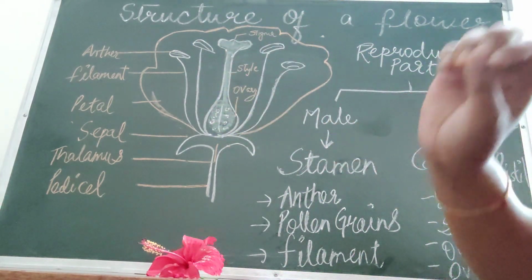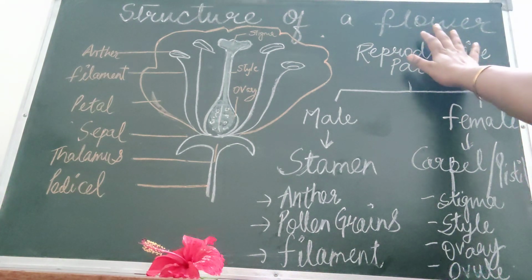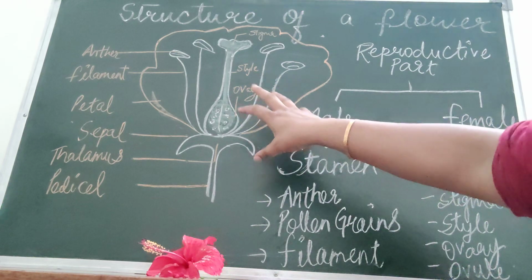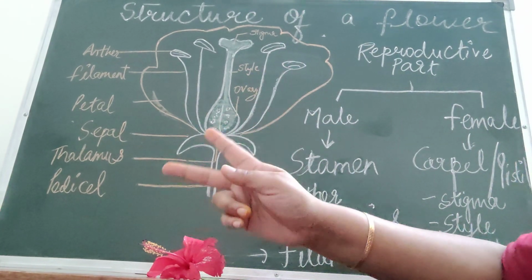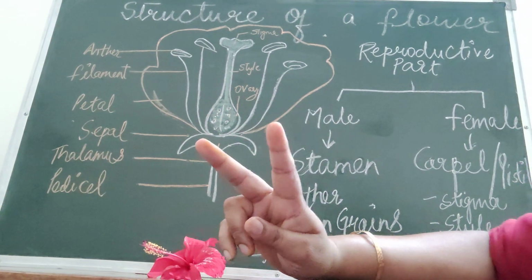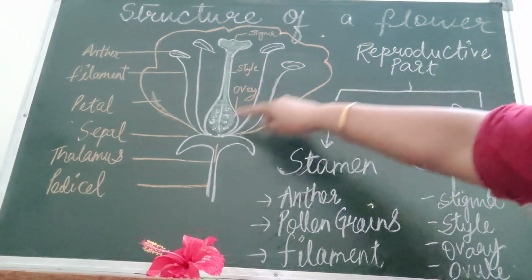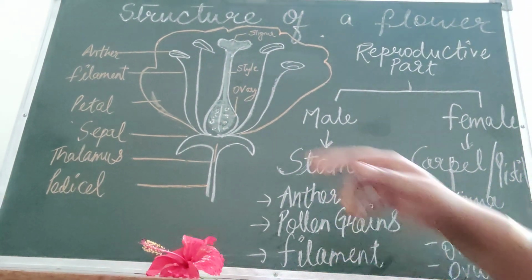Now, the very important use of the flower is that it is a reproductive part of a plant. So all the reproduction, sexual reproduction will happen here. So we need male and female sexual reproduction. So two gametes are required. The male reproductive system is this part. Now in different flowers, they are arranged differently.